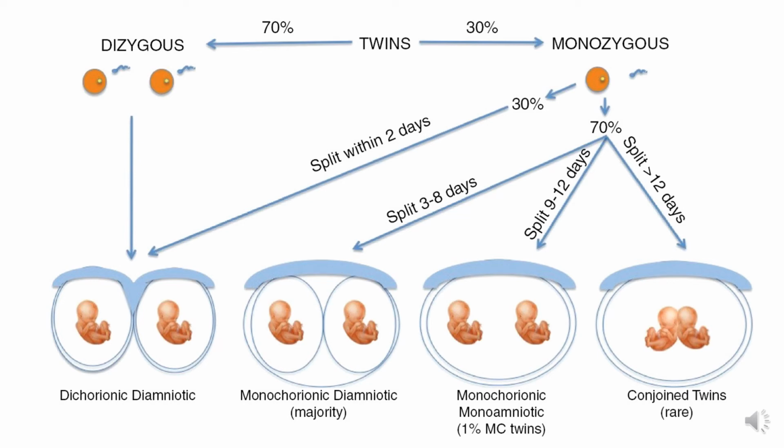And so think, this is like the take-home point. Think 2 to 3 days, 4 to 8 days, 9 to 12 days. And that produces your 3 different types of twin: dichorionic, diamniotic, then monochorionic, diamniotic, and then your monochorionic, monoamniotic.